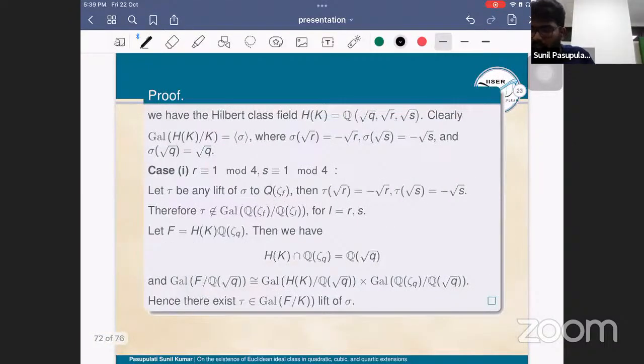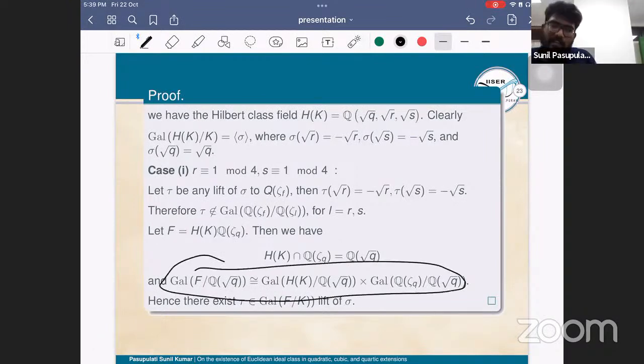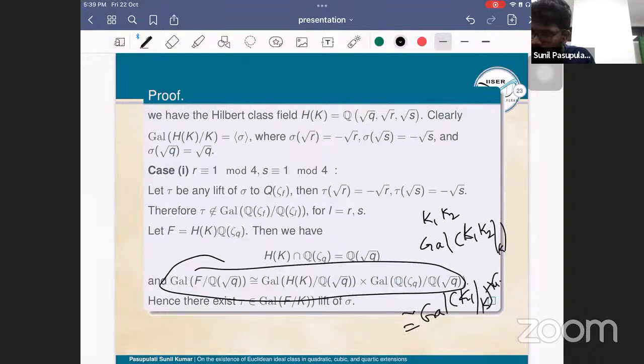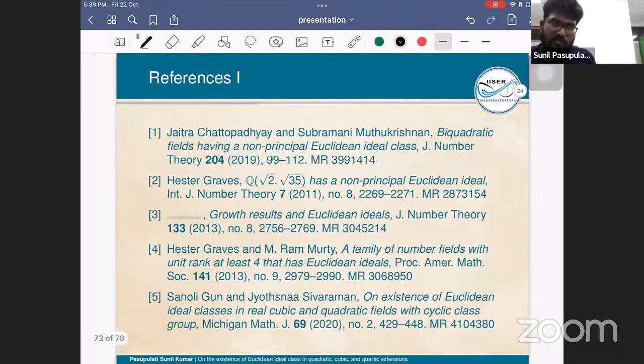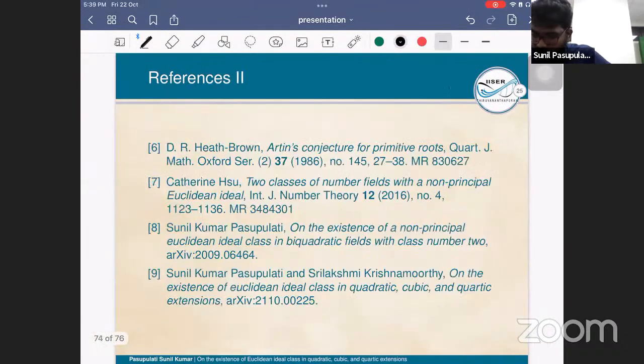I will just have to use this linear independence: whenever K1 and K2 are linearly independent, then Gal(K1K2 over K) is isomorphic to Gal(K1 over K) cross Gal(K2 over K). Just using that, I can actually lift that. You can refer to my paper and see the proof. So these are my references, and this is an arXiv paper that this talk was based on.